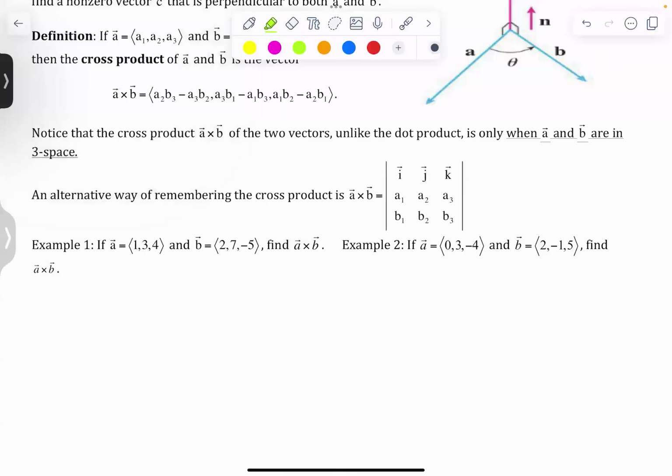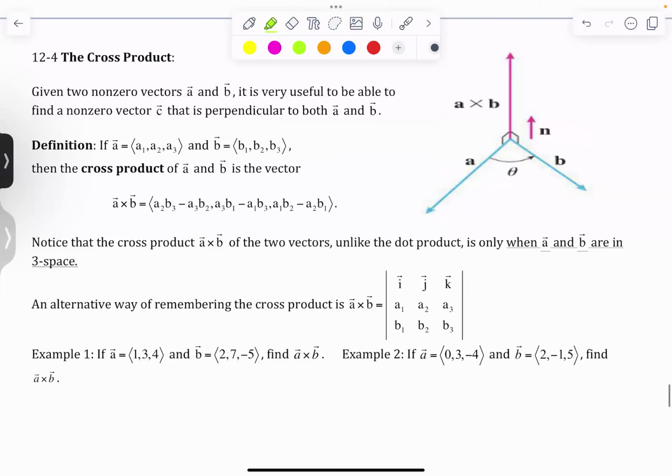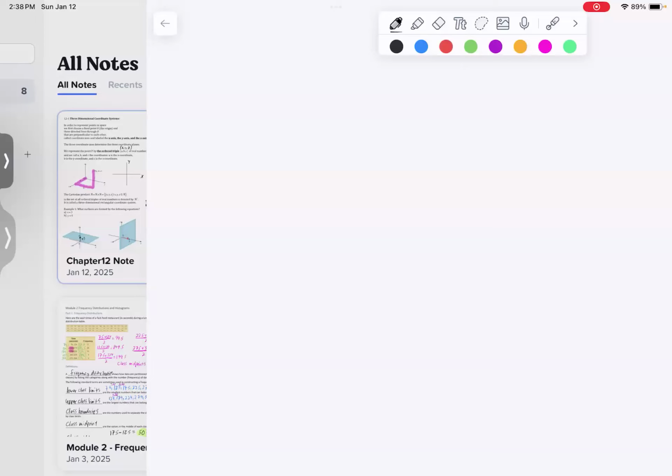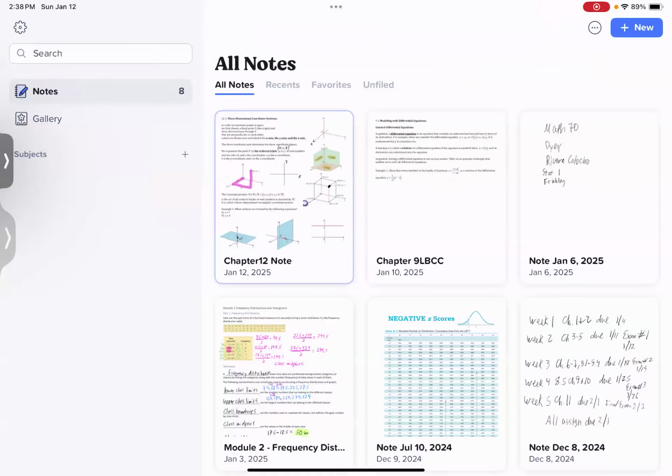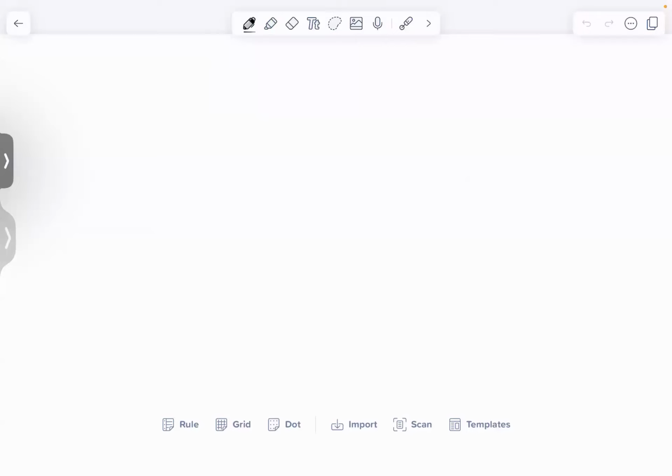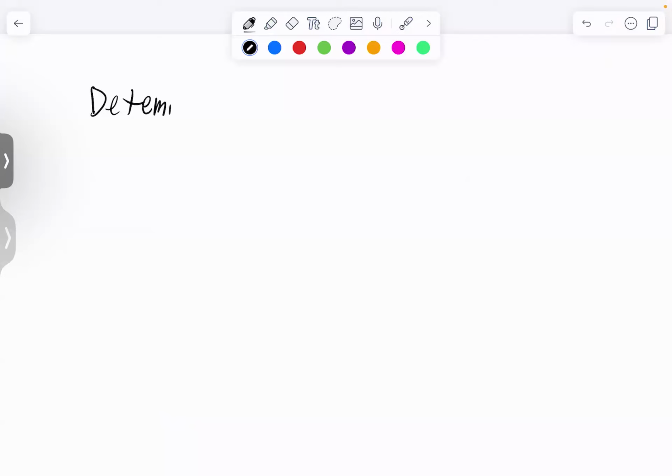Hello, everyone. Welcome back. So we are going to be finding a new way to multiply two vectors. This is now called the cross product, which is different than the dot product, which was the previous section. Before we do the cross product, I need to teach you some math that maybe you haven't seen before. And we're going to find something called the determinant of a matrix.